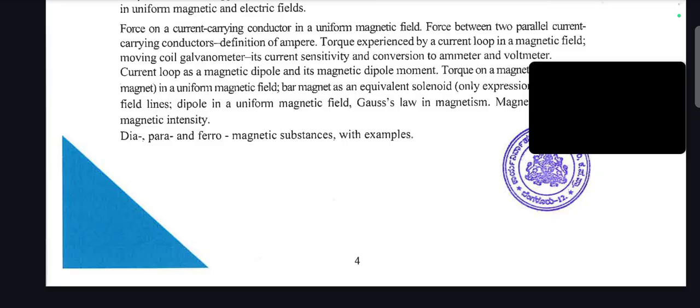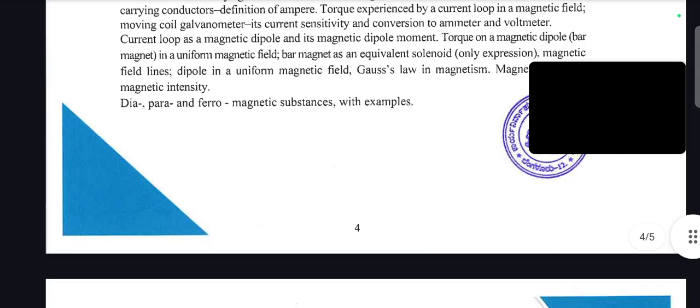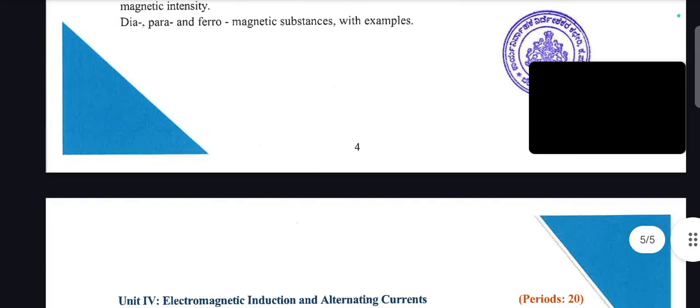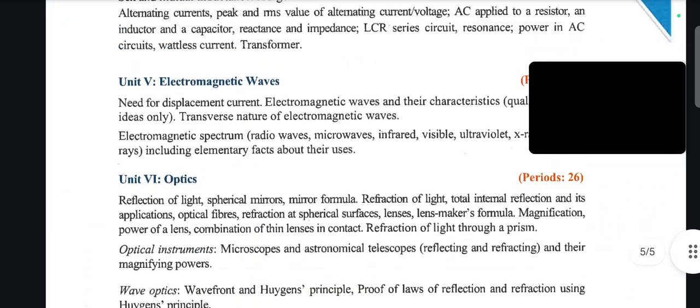sensitivity and conversion to ammeter and voltmeter, current loop as a magnetic dipole and its magnetic dipole moment, torque on a magnetic dipole in a uniform magnetic field, bar magnet as an equivalent solenoid, magnetic field lines, dipole in a uniform magnetic field, Gauss law in magnetism, magnetization and magnetic intensity, dia, para and ferromagnetic substances with examples.